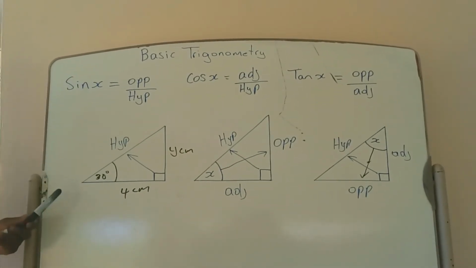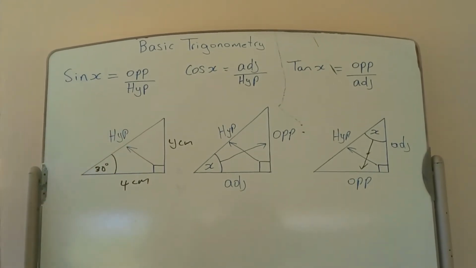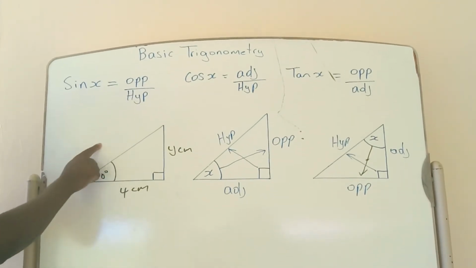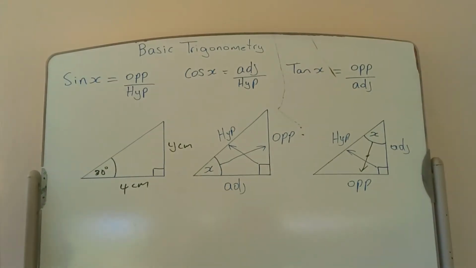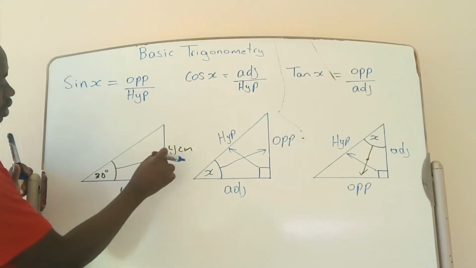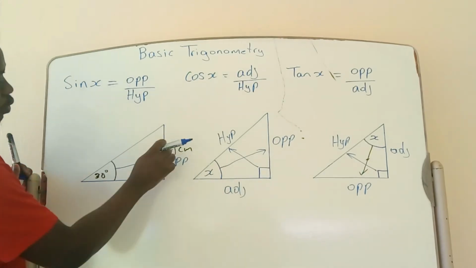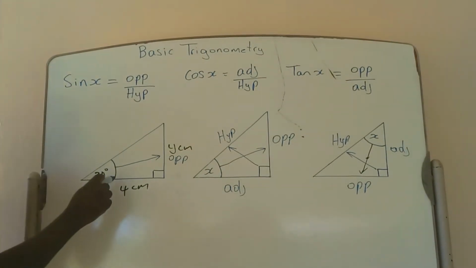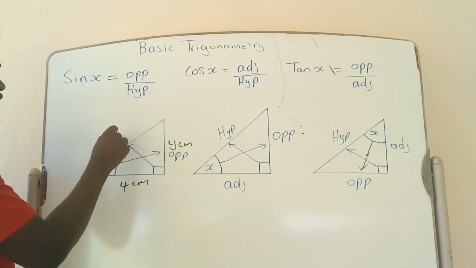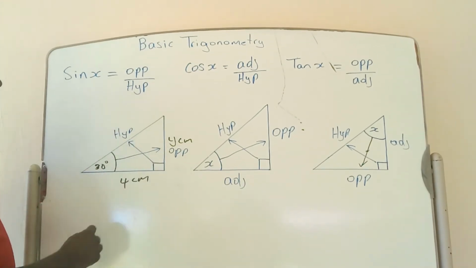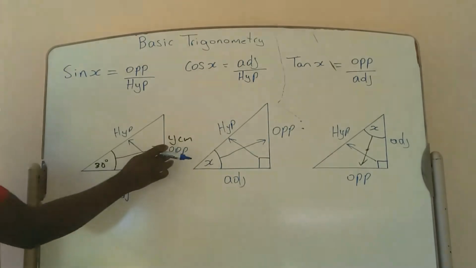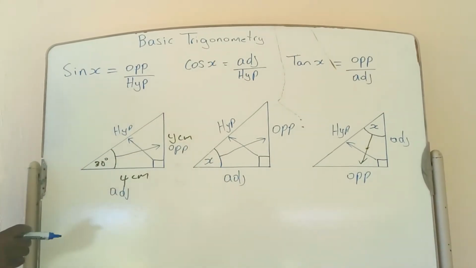How would you go ahead to use one of these ratios to solve for it? Based on the information that you have, you need to label the sides of the triangle. Now we know that this angle is 30, so opposite from this angle would be this side. So this side is opposite, and it would be y centimeters. We know that this side here would be the hypotenuse, and that means this side would be the adjacent, right? Now we want to find the length of this side, which is y centimeters, the unknown you don't know.